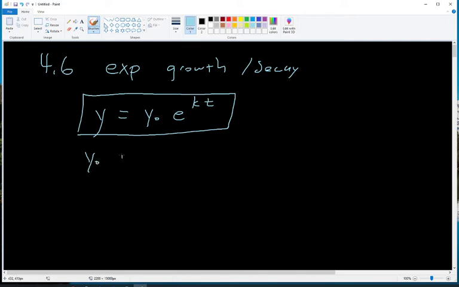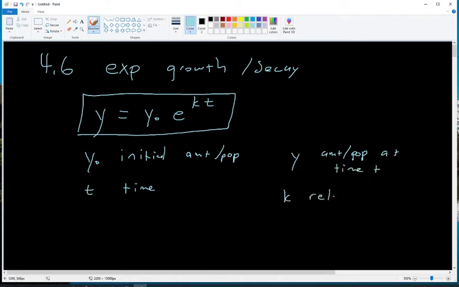Y naught is the initial amount or population. So t is time. Y is the amount or population at time t. And k is the relative rate of growth or decay.